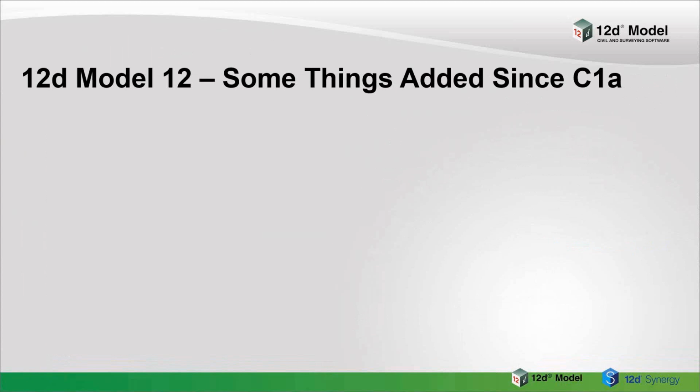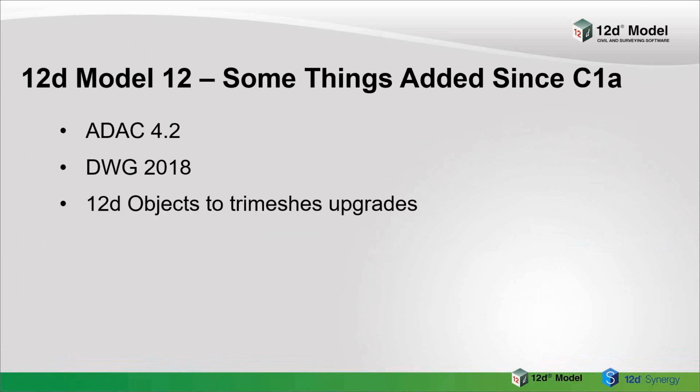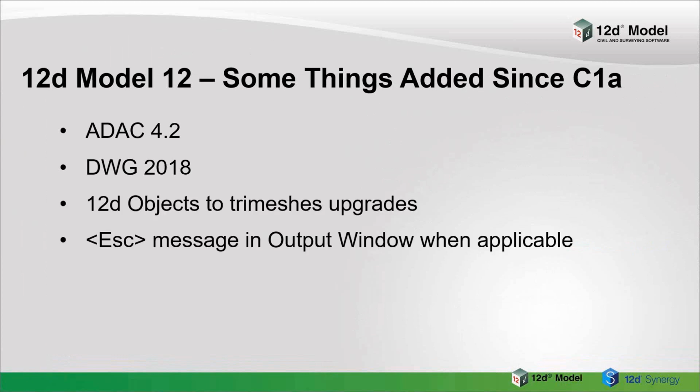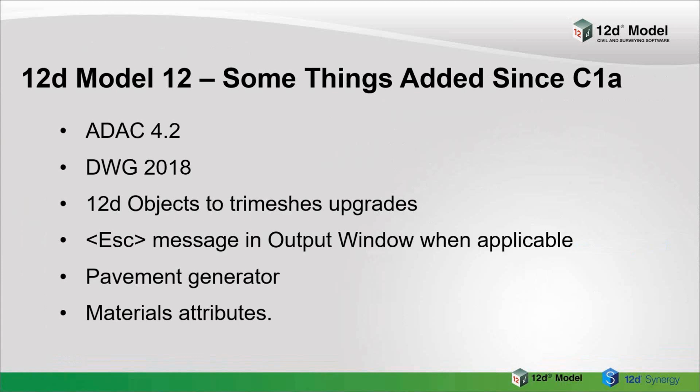Some things we did add in C1A were things like ADAC 4.2, DWG 2018, 12D objects to Trimesh upgrade so we could do more things, an escape in the output window when it was applicable that you could use it, a pavement generator, some material attributes. So these are things that came out after we made the first release.